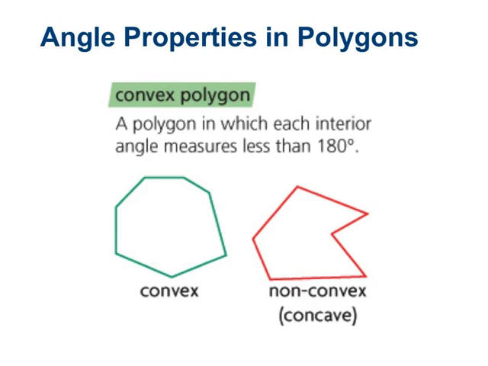In this lesson we'll be discussing angle properties and polygons. Now a polygon is a shape that is closed and is composed of at least three sides and three angles. A convex polygon is a polygon in which each interior angle measures less than 180 degrees.